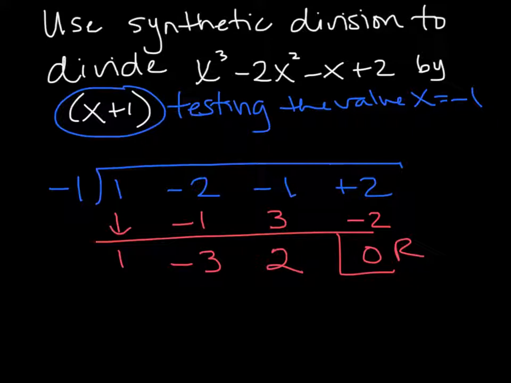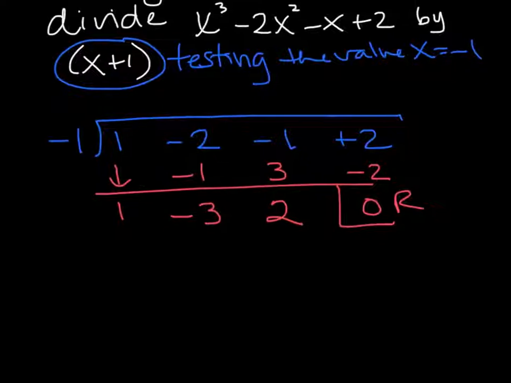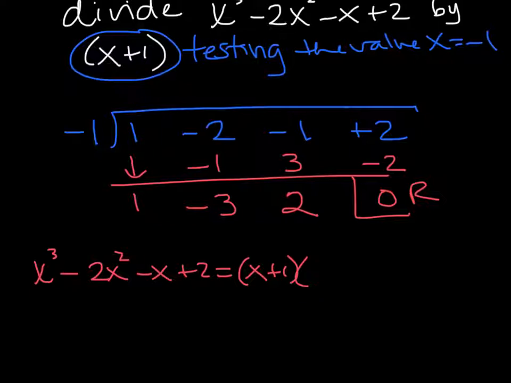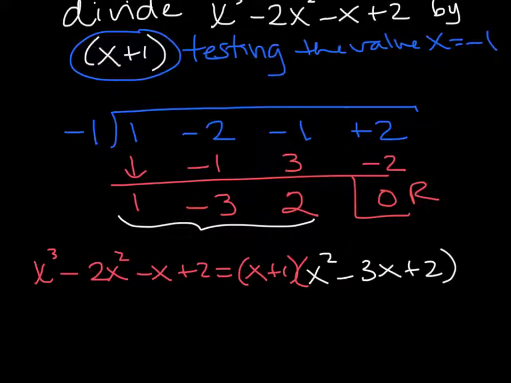So it means that the original polynomial can be written as, let me move this up a little bit here, that original one, x to the third minus 2x squared minus x plus 2, I'm going to start writing in factored form as, okay, x plus 1 went in evenly, and the result, what I get from here, is x to the second minus 3x plus 2. So it helped me start getting it into factored form. So I know x minus negative 1, x equals negative 1 is one solution.